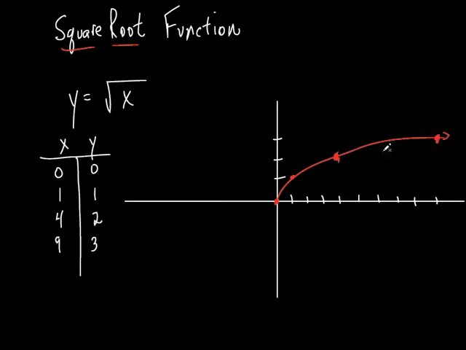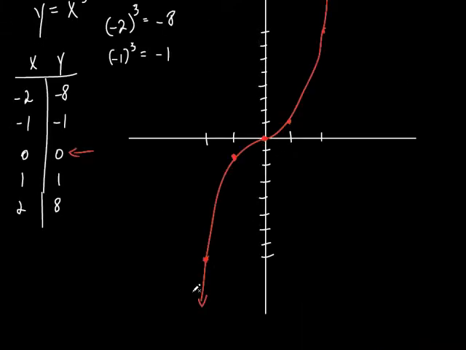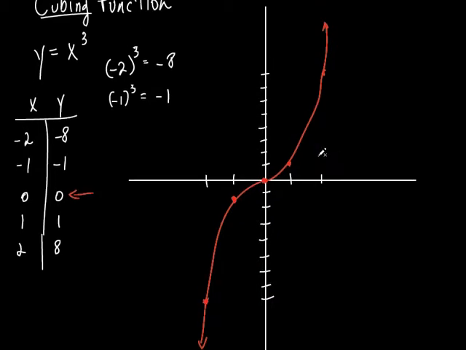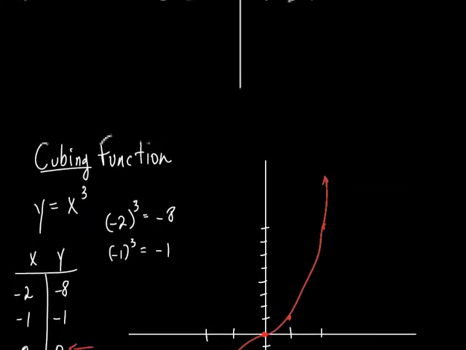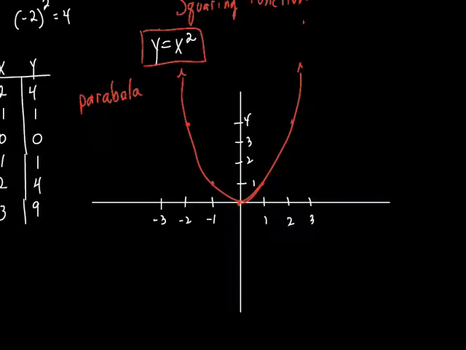If you saw a graph that looks like that, you're like, oh yeah, that's a square root right there. Just looking at it, you know that's a square root. Okay, just looking at this thing, it goes down to the left, goes up to the right. Just looking at it, without even seeing any numbers, you know it's a cube function, all right? And just looking at this right there, you know it's a square function.